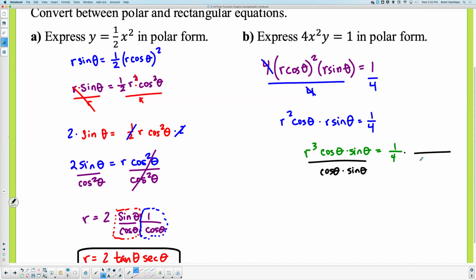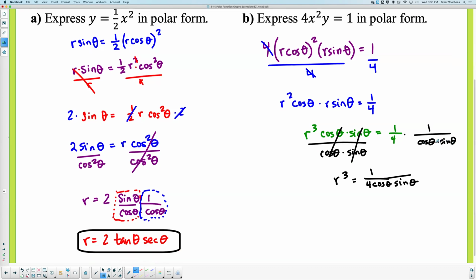And so I'm going to write it over here, dividing out the cosine times the sine. So I'll put it over 1 like that. And so when I do this, I'm left with r cubed equals 1 over 4 cosine theta sine theta, and I'm going to rewrite it one more time. When you have cosine and sine in the denominator, that's the same thing as secant and cosecant. So I could say that r cubed equals 1/4 secant theta times cosecant theta.